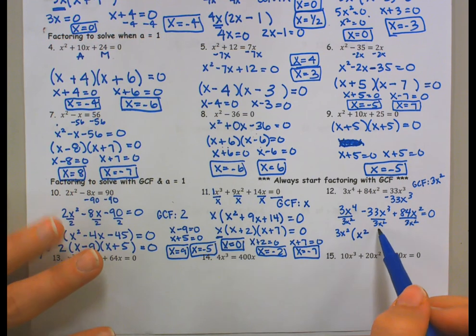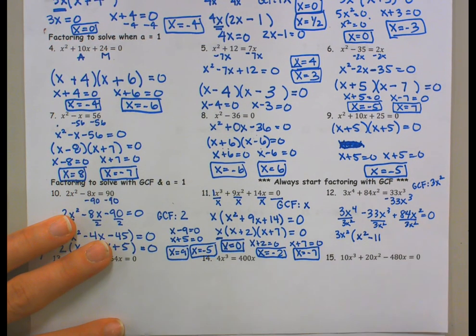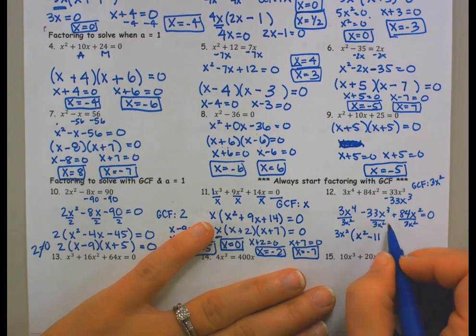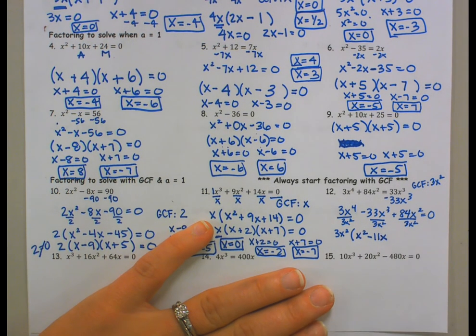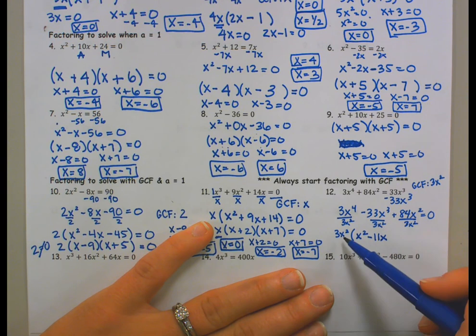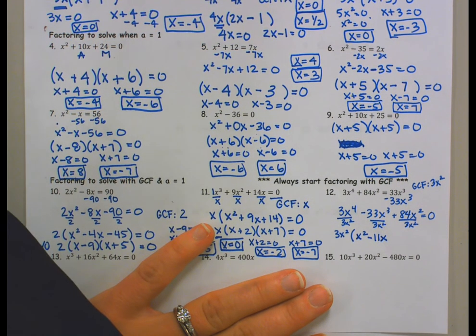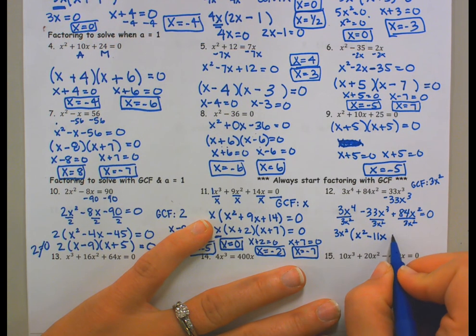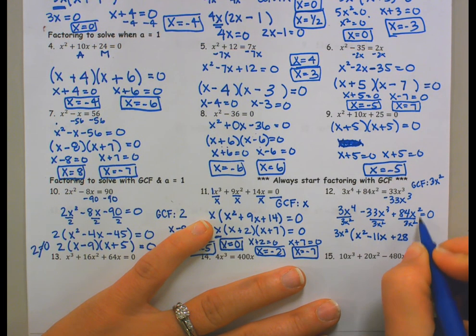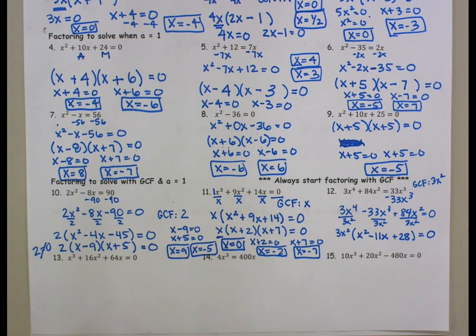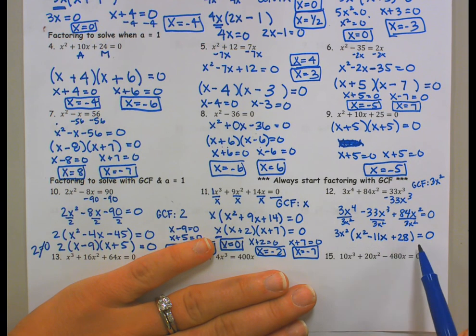Negative 33 divided by 3 would give me negative 11. I had 3 x's, and I divided 2 out, so I'm only left with 1. All right, I had 3. I took 2 out here, so that means there's 1 left inside. Then I have 84 divided by 3, which would give me 28. And then both of my x's got divided out, so there's no x on this term. So now, this got a whole lot easier to factor.